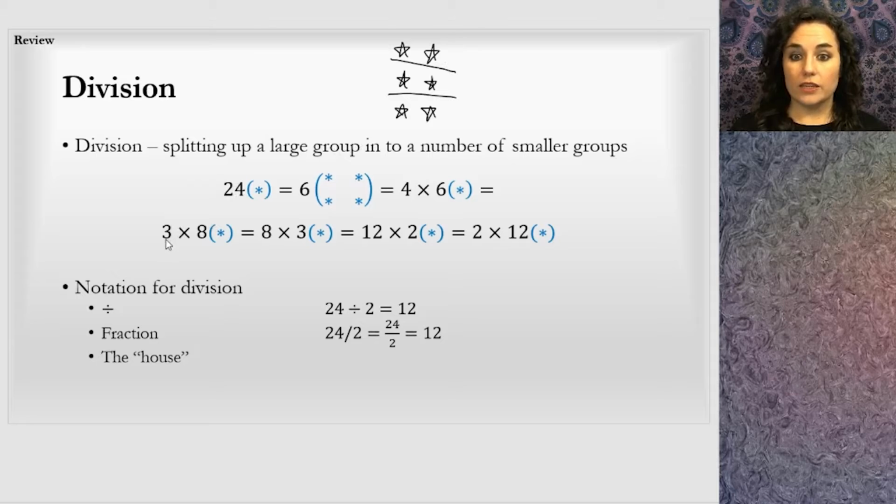24 can be divided into 3 groups of 8 or 8 groups of 3. 24 can also be divided into 12 groups of 2 or 2 groups of 12. So there's multiple ways that I can divide up 24 into even groups.